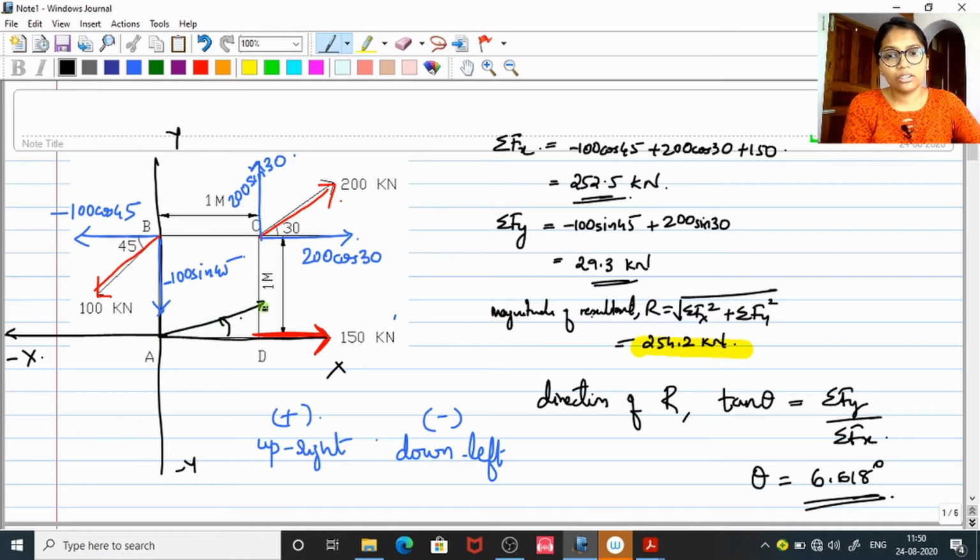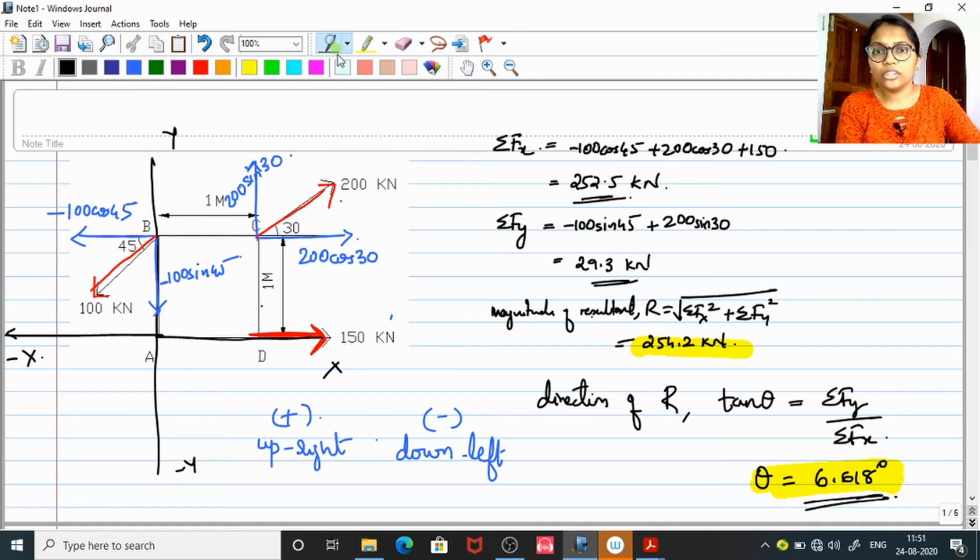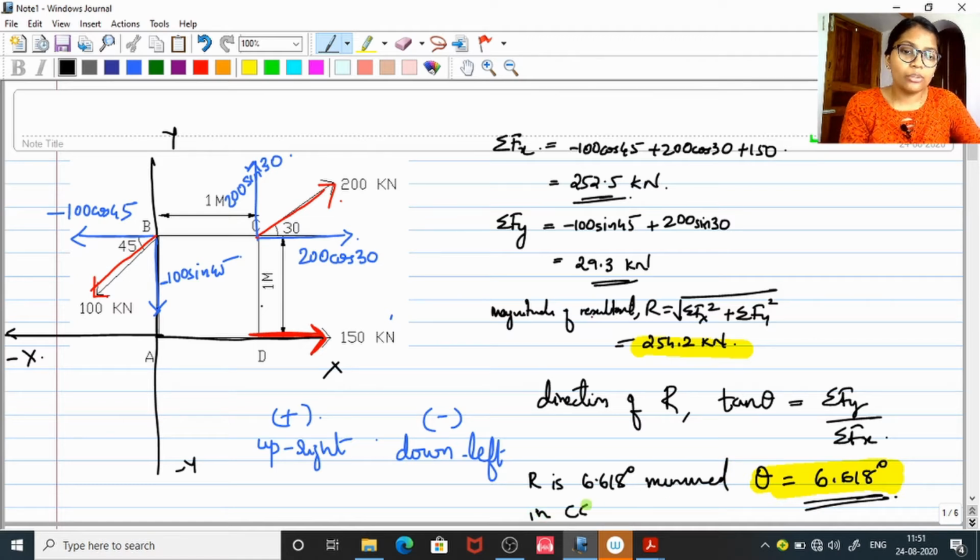Somewhat here, or it can be here, or it can be here. Anyway, it is inclined 6.6 degree along positive x direction. So your theta value is 6.618. I think you can add one statement like: the resultant is 6.618 degree measured in counterclockwise direction from positive x-axis. From positive x-axis you measure your resultant about 6.618 degree in a counterclockwise direction. That's it. And the third part of the question is to find the position of the resultant force.